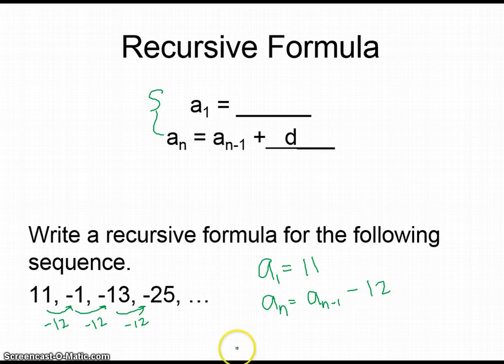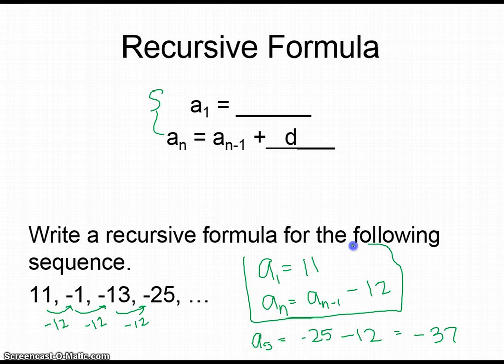So just as an example, if I wanted to find a sub 5, I would use the previous term, which would be the fourth term, minus 12. So that would be negative 37. This is just another way to write them. You will be asked to do it this way. Make sure your recursive formula, again, includes 2 pieces like that.